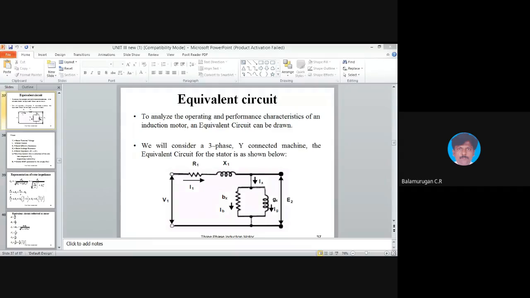So you keep the variable terms separately, and the constants 2 pi and 60, if we divide, you will get 9.55. So the remaining terms will be 3 I2 dash square R2 dash by S divided by NS. So this is the final gross torque developed by the induction motor. So the unit will be Newton meter.